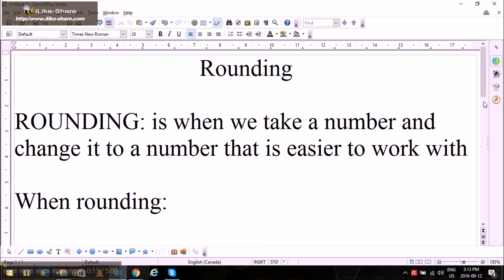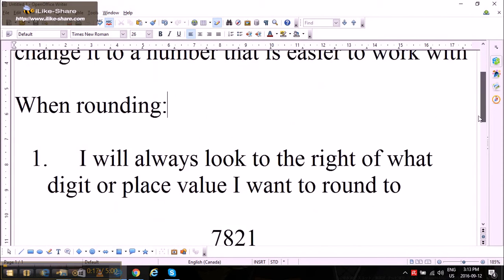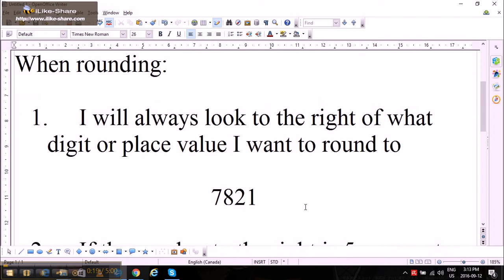Now when we round, we have to do two things. There's two rules that we have to remember. The first one is whatever place value I want to round to, I have to look to its right. So for example, if I want to round to the thousands column, I have to look at the hundreds column, the one to the right here.